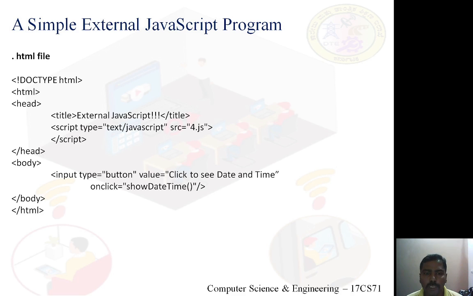In the body section there's one function that's going to be invoked, show date time. And what is show date time? This is one user defined function that has been defined in the file 4.js, and that's going to be invoked and executed. Now let me have a look at the 4.js file.